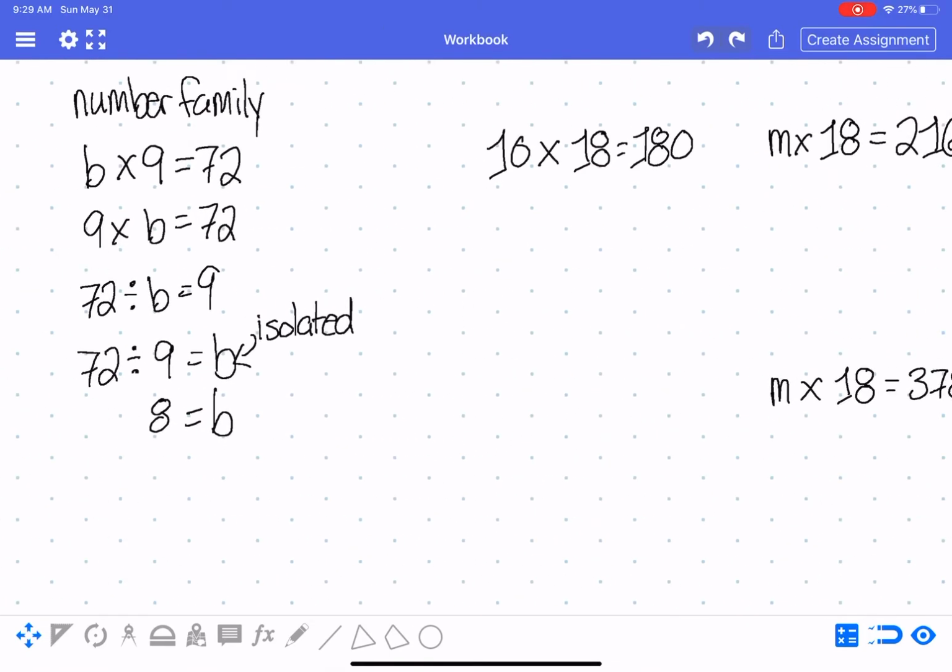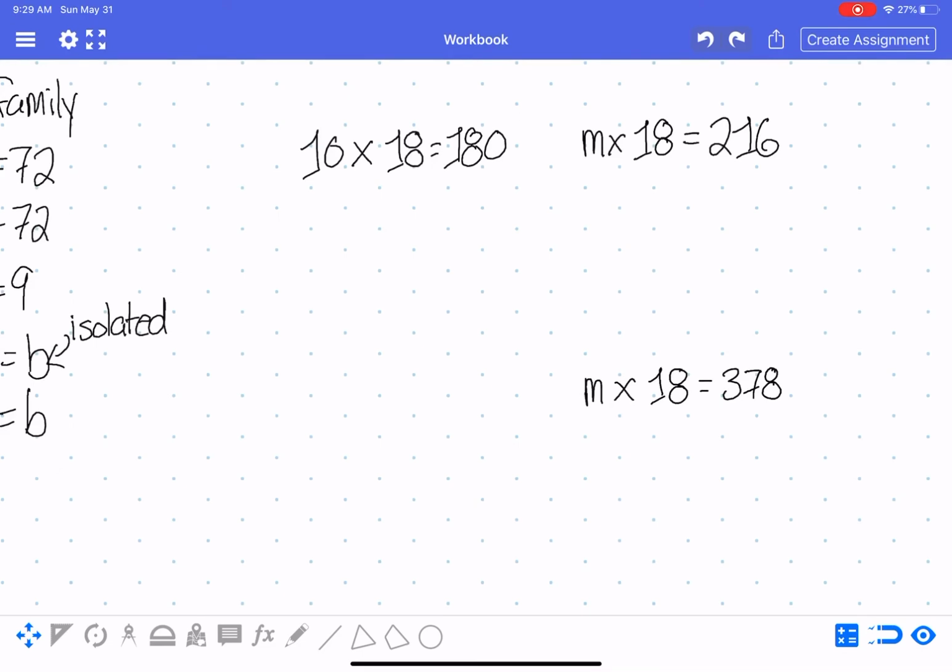Okay. This is the final question. It looks like 2, but they actually go together. Now, to do this question, I think what I'm going to do, I'm going to add something to it. So it gives you that 10 times 18 is 180. And it's telling you to use that equation to help you with m times 18 to equal 216.